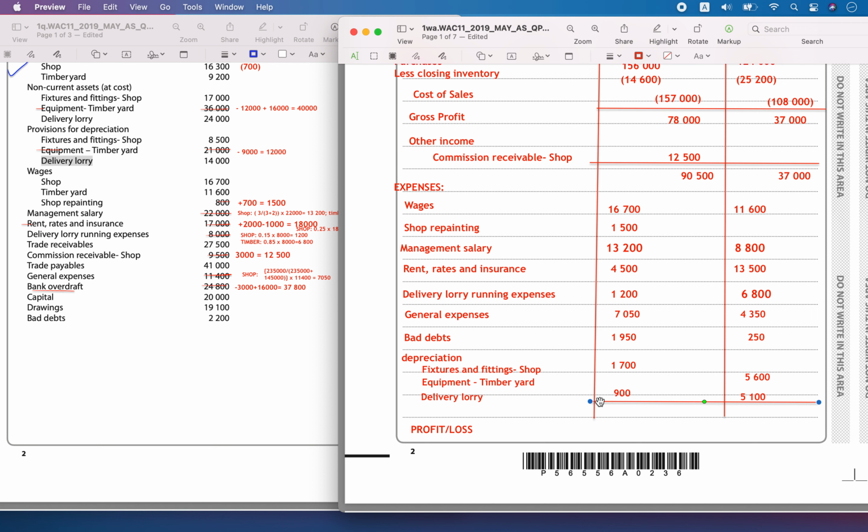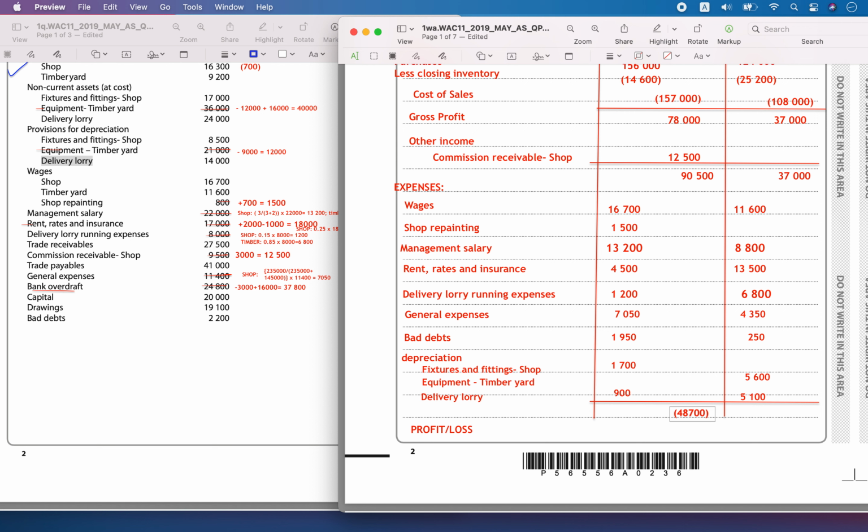So let's calculate. First one is 16,700 plus 1,500 plus 13,200 plus 4,500 plus 1,200 plus 7,050 plus 1,950 plus 1,700 plus 900. So that is 48,700, which is going to be your total expenses for the shop.